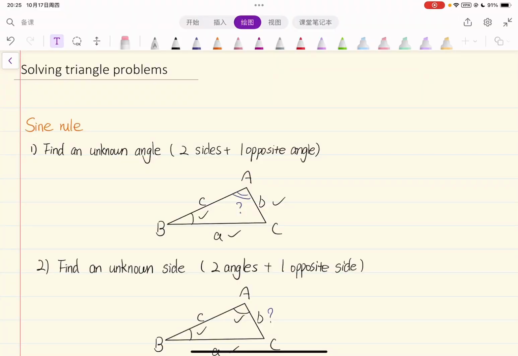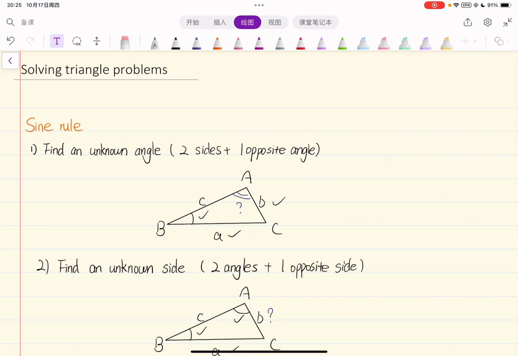Hello everyone, in this video we are going to talk about how to solve triangle problems. We have learned about the sine rule, the cosine rule, and how to calculate the area of a triangle. Now we should know how to use them to solve the complex ones.